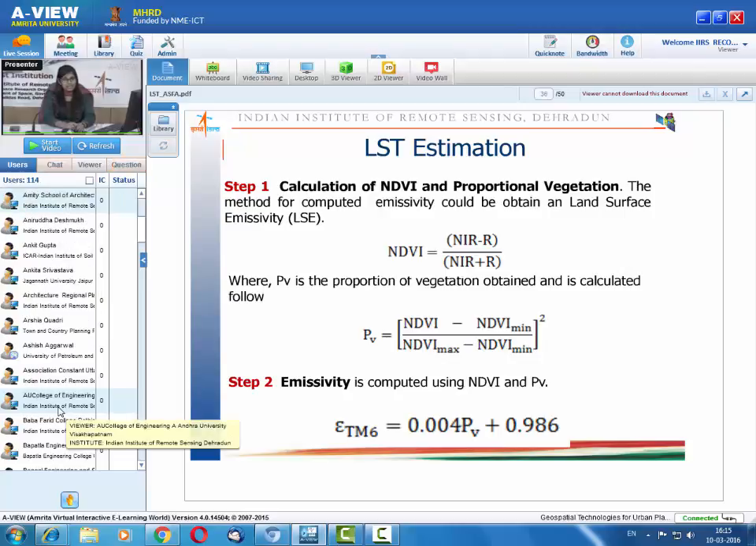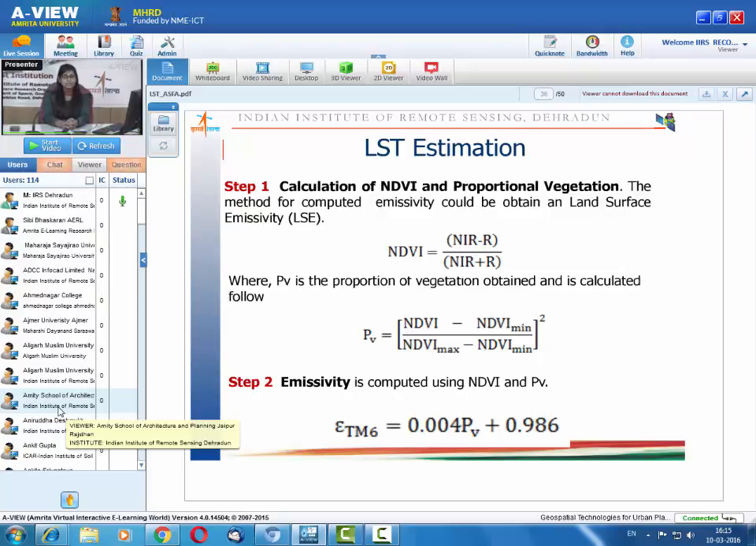How is NDVI calculated and what is NDVI? NDVI is the normalized difference vegetation index. It varies from -1 to +1 and it tells you the percentage of greenness. So the more the NDVI, the more the greenness. We are going to calculate NDVI by the formula NIR minus R upon NIR plus R. NIR is the near infrared band, R is the red band, and the same in the denominator as well.